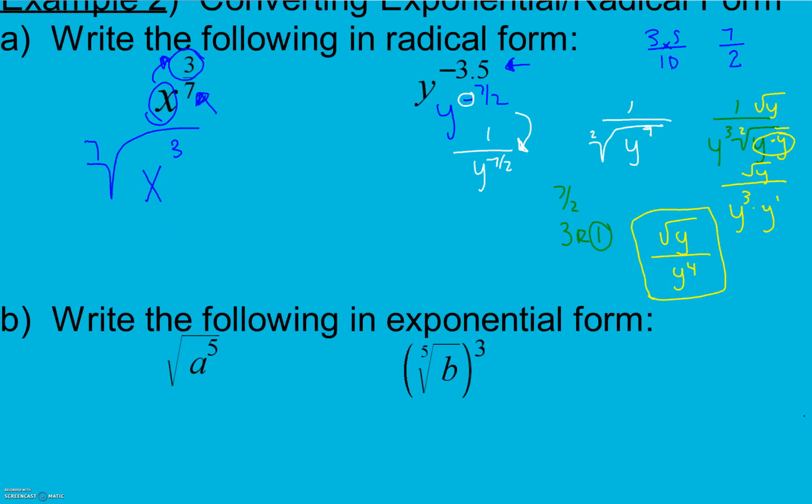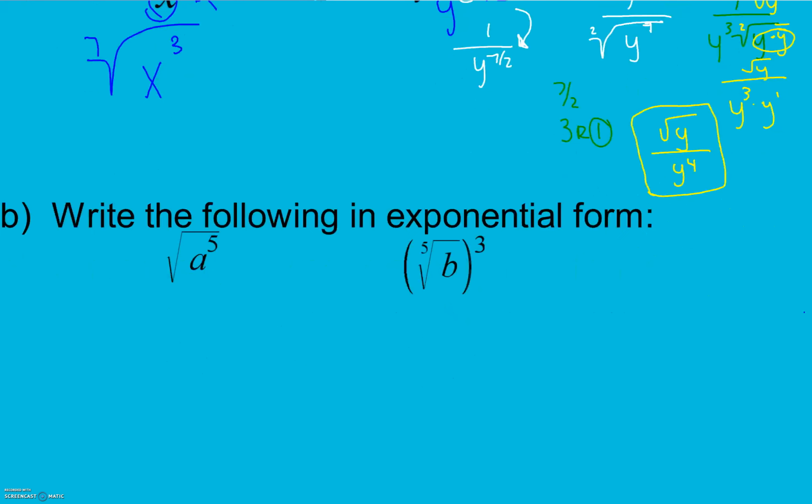So to write these in exponential form, we're going to go backwards. I'm going to take my index number, which here is a 2. Okay, make sure we know that. We take our radicand as our base. Our exponent is always raised up, so it's going to stay raised up here. And our index number that goes with our radicand is going to be our denominator. So a to the 5 over 2.